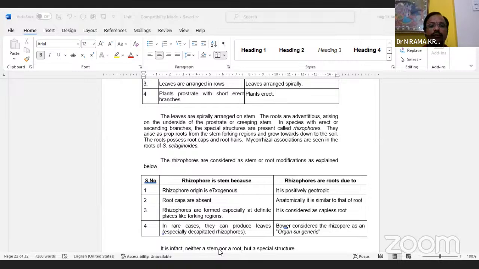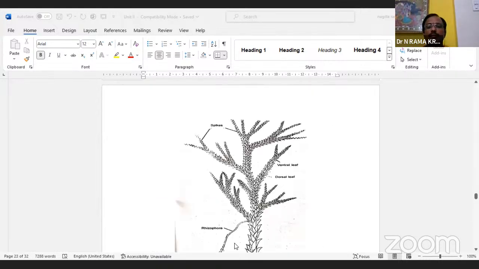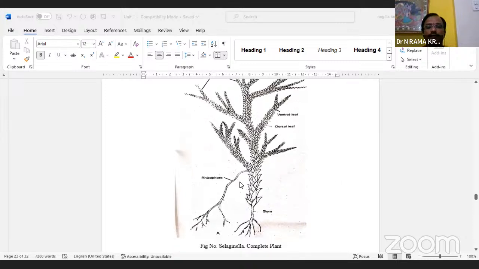Yes. So next, you see here, this is the plant body, the sporophytic plant body. Now you see here, this one is the rhizophore. Rhizophore means one of the structures comes just above the stem and goes to the underground. We often call this the rhizophore.